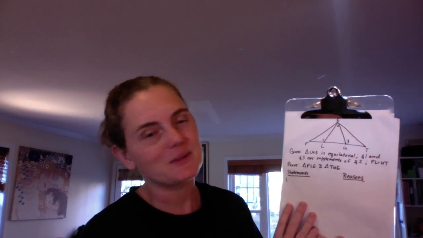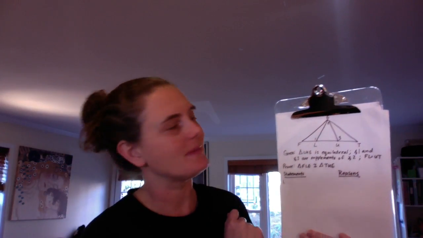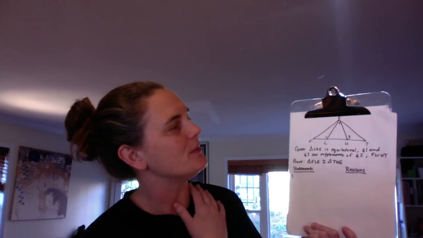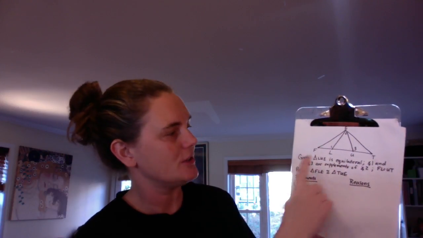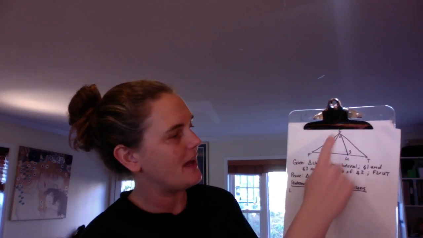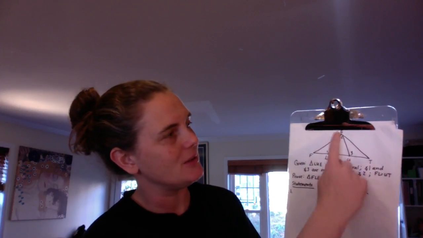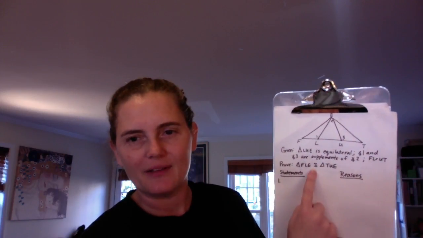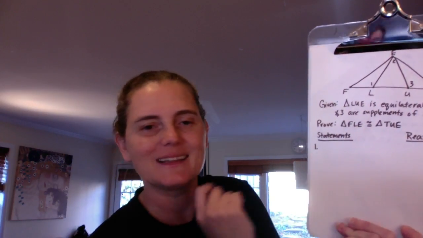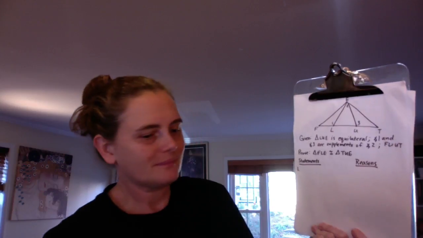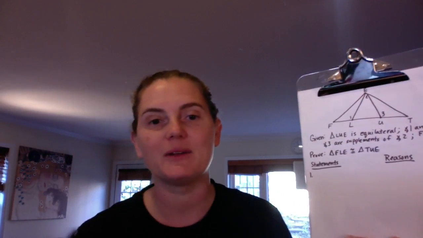The second to last one, the flute proof. You're trying to prove that triangle FLE and triangle TUE are congruent to one another. That's what that little sign means, the equal sign with the squigglies. And always keep that in mind when you're doing it.